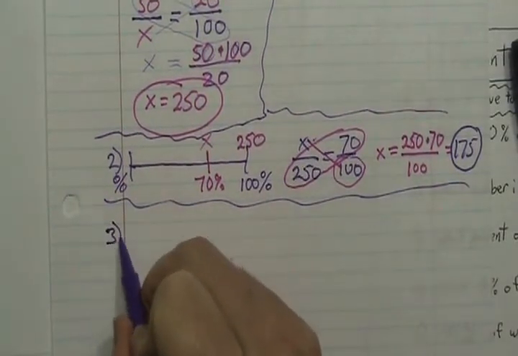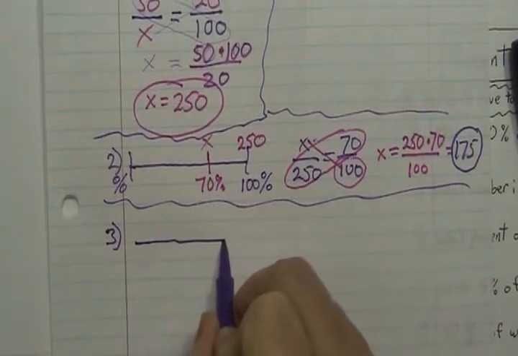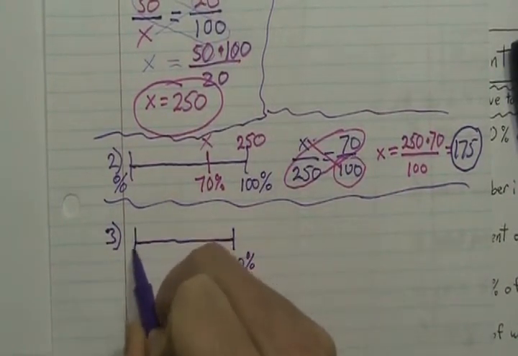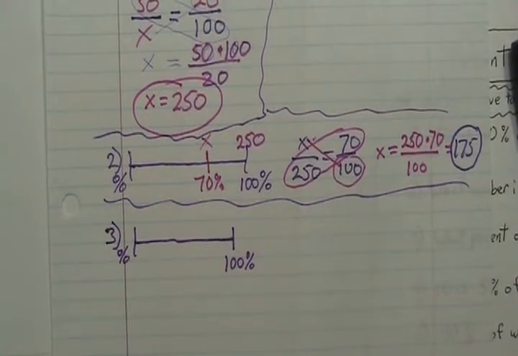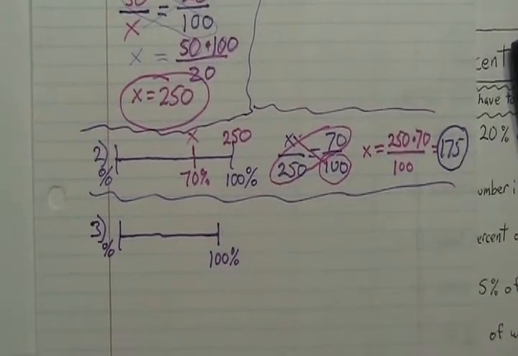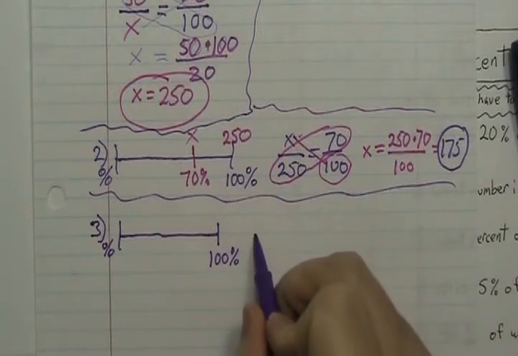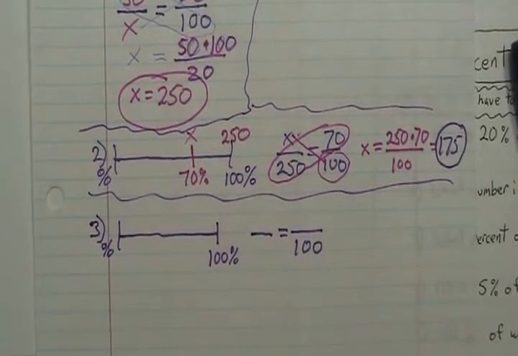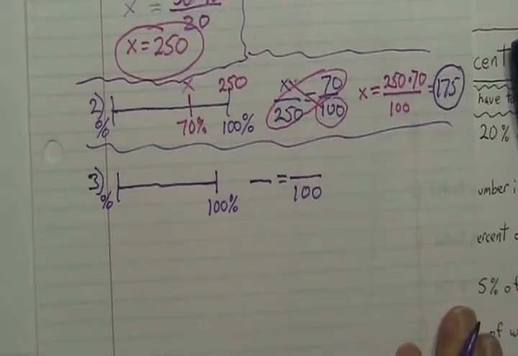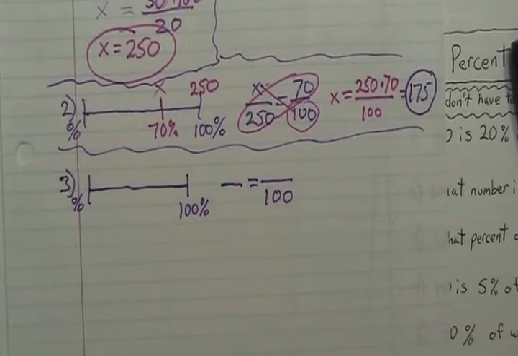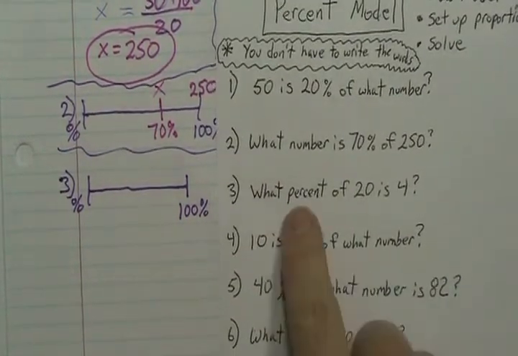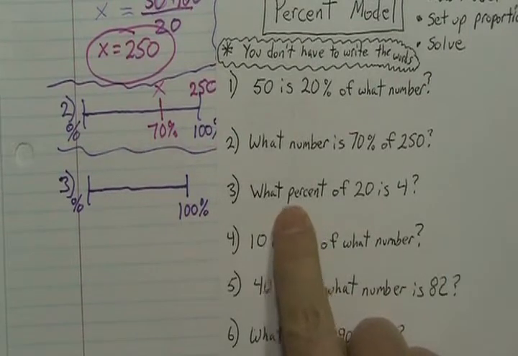Okay, number 3. Again, make your model. Again, it doesn't have to be very big. 100%. These are the percents down below. And if you want to get your proportion set up, you can do that. You know this is going to be 100 right down there. And let's see, the question is, work with me, paper. What percent? Okay, we don't know the percent.